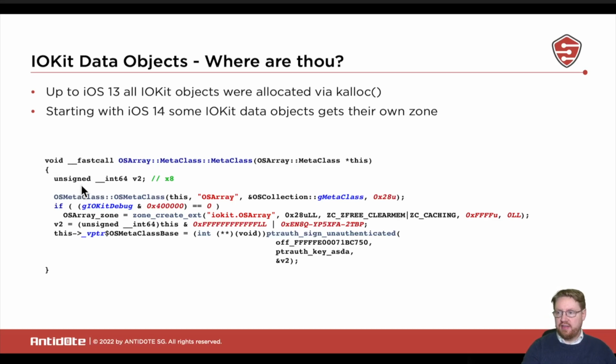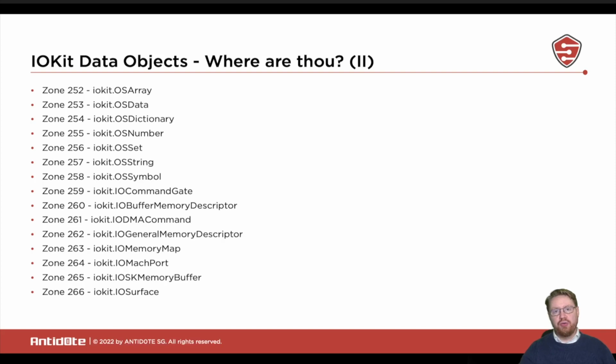You can see that here in the decompiled version of the code, where for the OS array, a zone is created that's called iokit.osarray, and this is where OS arrays are now stored. When you look through all the zones that exist, you will find a bunch of these iokit.something zones. These are all for IOKit objects that are now stored in their own zones, so that they do not get mixed up in zones with, for example, data buffers.